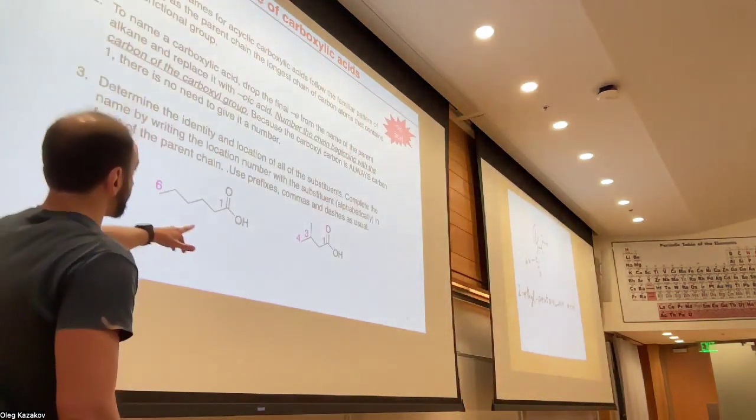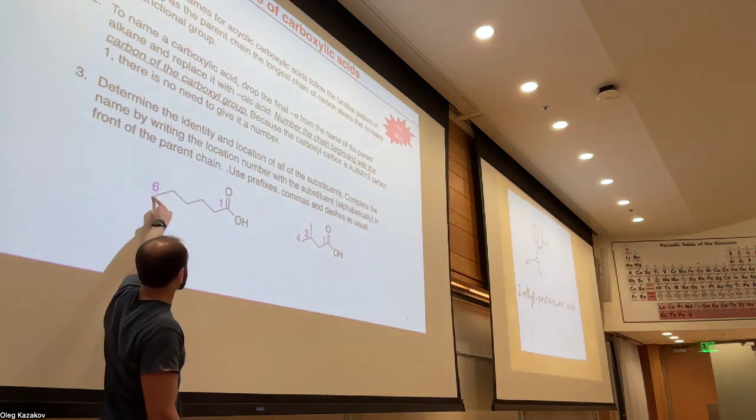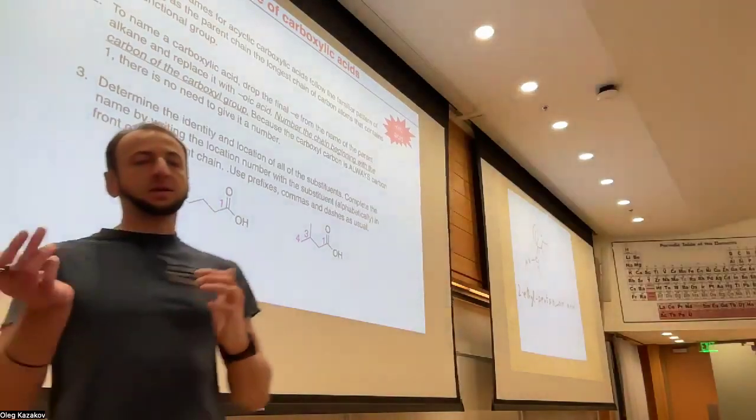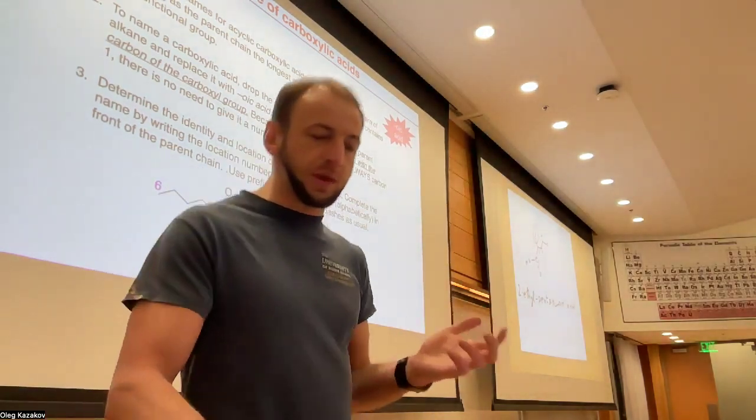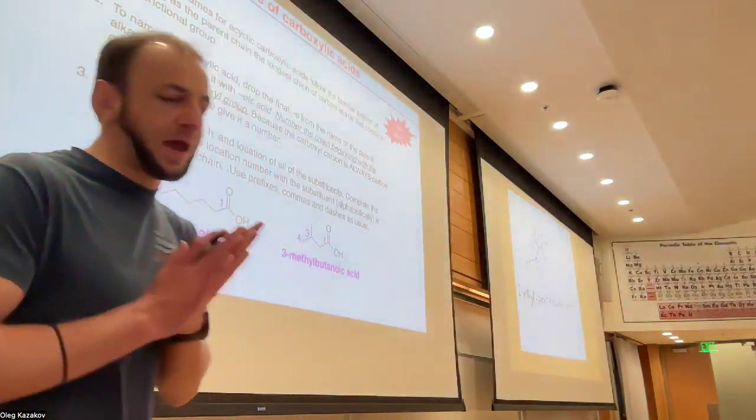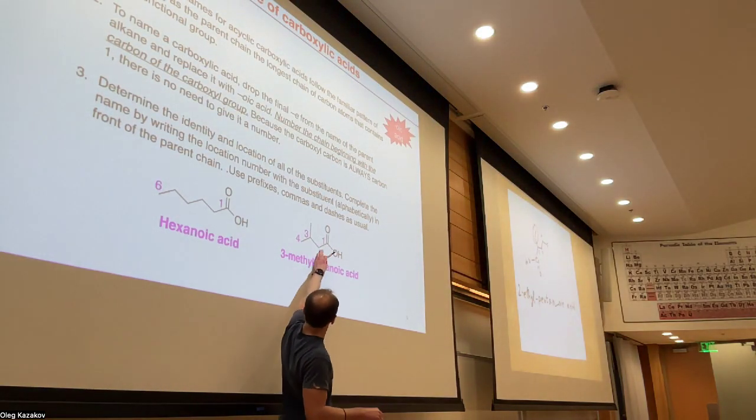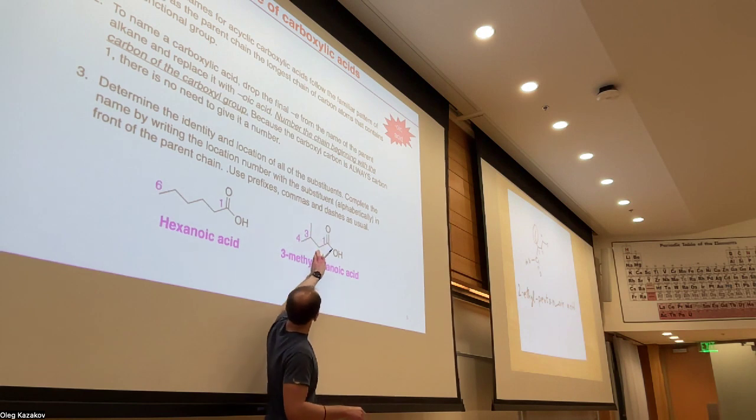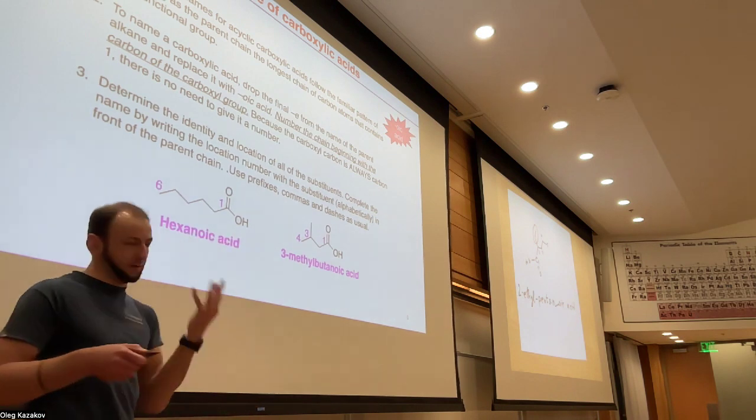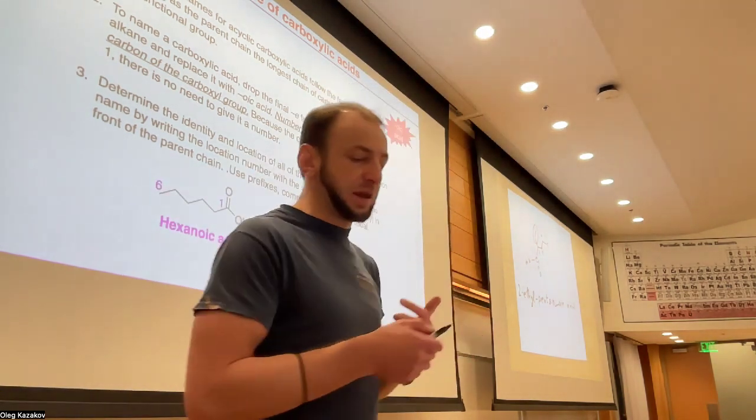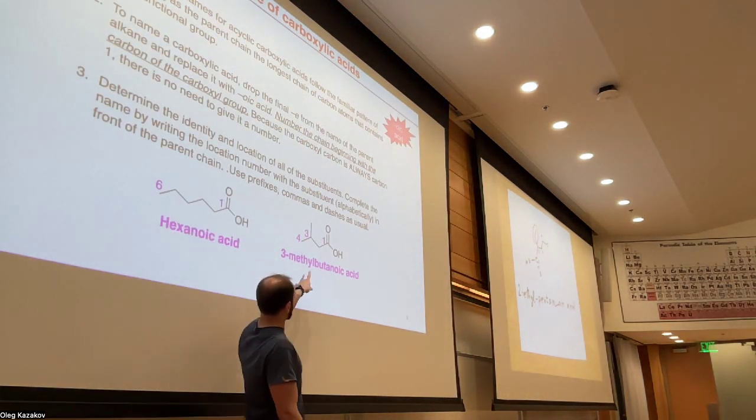So here you have some simpler examples. This is 1, 2, 3, 4, 5, and 6. Six carbons in this chain will result in hexanoic acid, right? So that's going to be hexanoic acid. Then you have, again, the longest chain, which we can identify: 1, 2, 3, 4, no matter which way we go. We still get the longest chain of 4 carbons. So this will be a butane derivative, right?